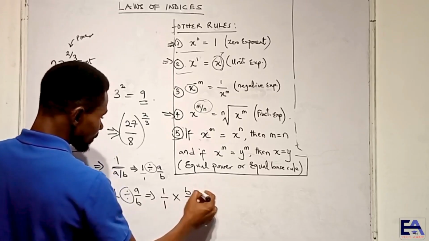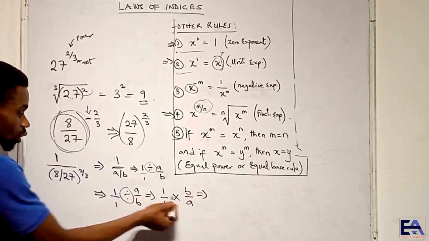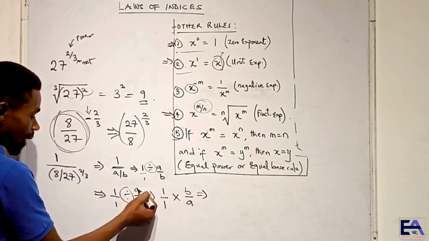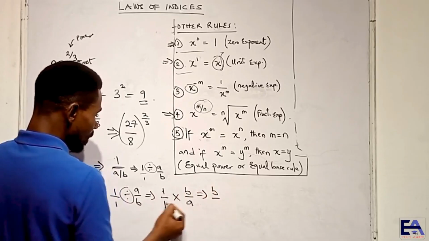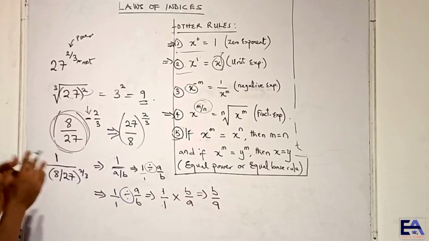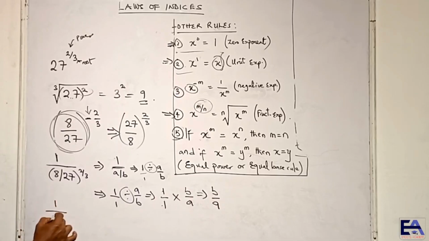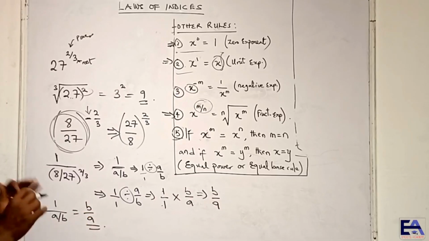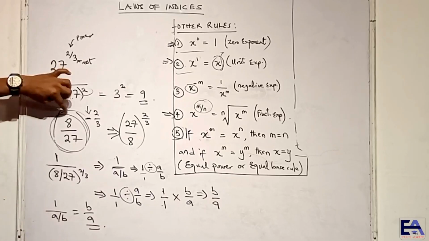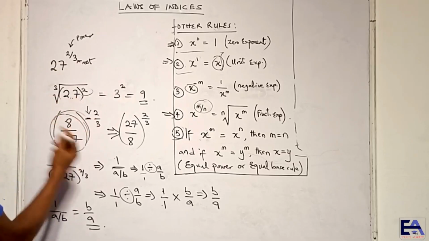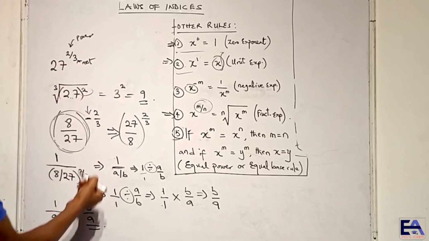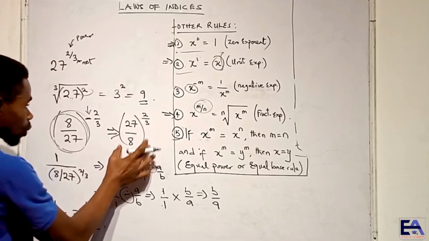So I have changed this division to multiplication by taking this b up and this a down. All right, mathematically acceptable. Then 1 times b is b, and 1 times a is a. So simply speaking, in mathematics, 1 divided by a over b is the same thing as b over a, period. And that is exactly what happened here. So 1 divided by 8 over 27 is simply the same thing as 27 over 8, period. So 1 divided by any fraction will make the denominator go up and the numerator go down. And that is exactly what we have here.